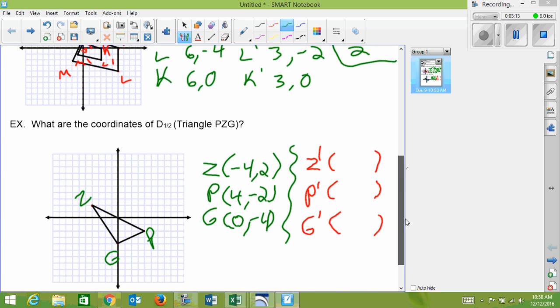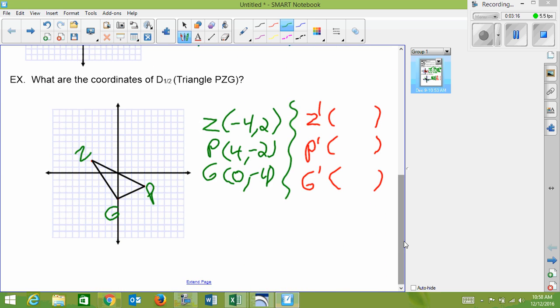Another example, so kind of flipping it on you. Here I give you the original figure and I tell you what I want you to dilate it by, and then you have to figure out what your new coordinates are. So I have triangle PZG graphed here, the original triangle, with the original points. And this is saying dilate it by half. Okay, well that's kind of like what I just did on that other one, but backwards. So what is half of this column, basically, is what they're saying.